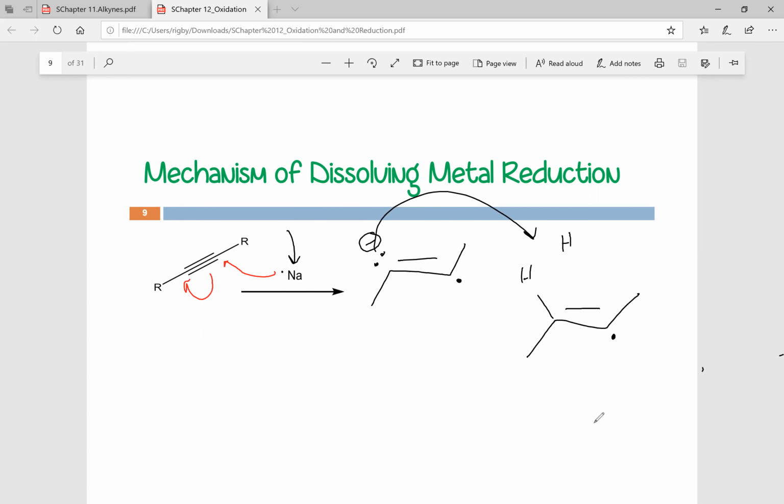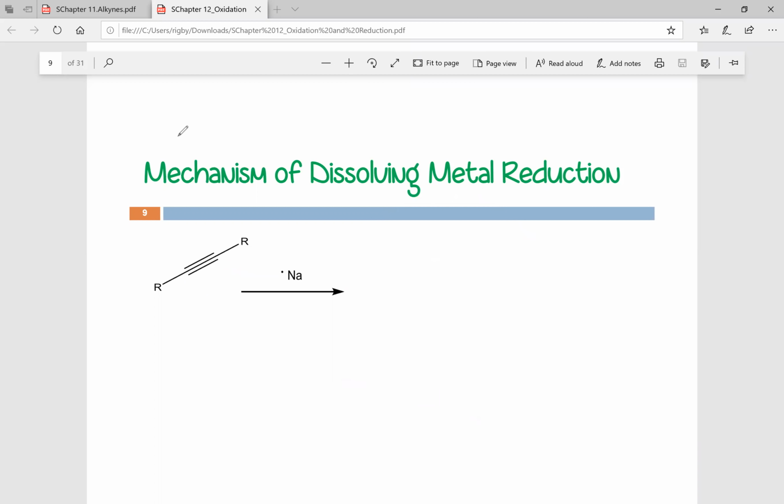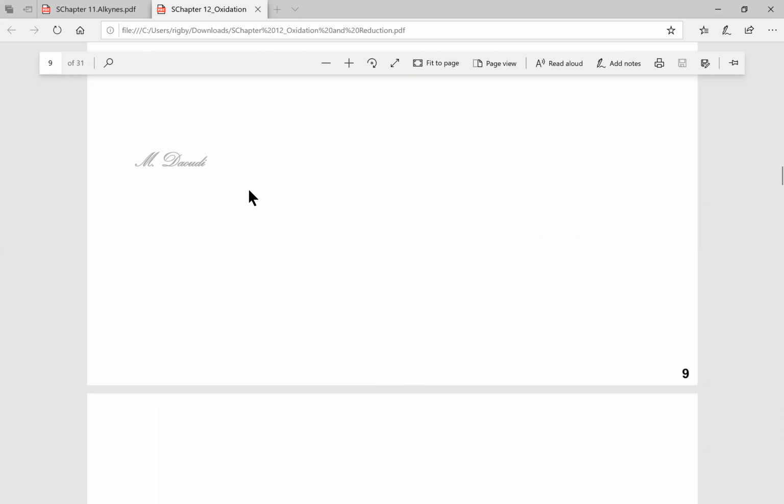And then another sodium radical comes in, donates its other electron, and then we again get a free lone pair, and then the hydrogen comes in again, and then we end up with our alkene. So this one is less important than the other two, like the Lindlar's catalyst and the sodium in ammonia stuff, but it's still important to recognize that it does exist. Okay, let's continue down.